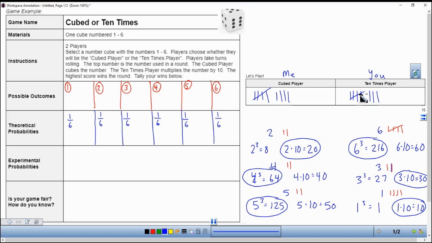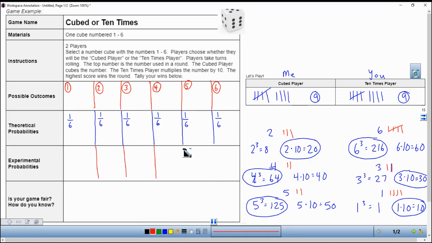All right, so it's 8 to 9. This is the last roll here. 2. Look at that. 2. And then you get that point. It is tied. So it is 9 to 9 at the end. We have tied. Okay? So the experimental outcomes we can look at now.